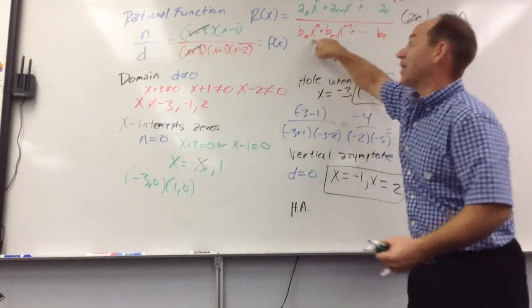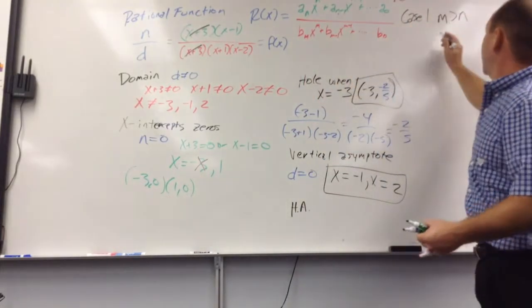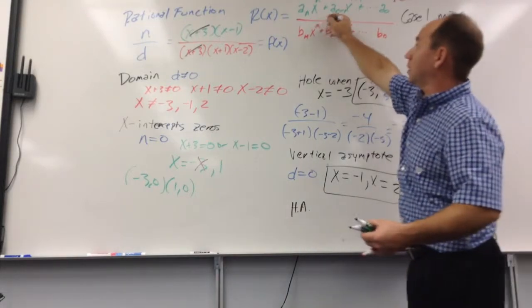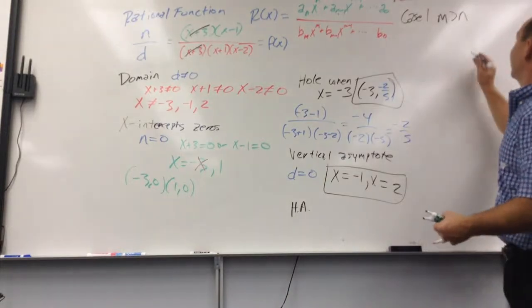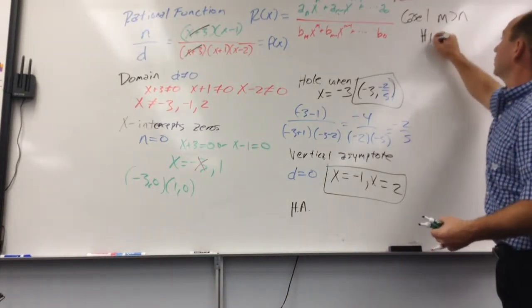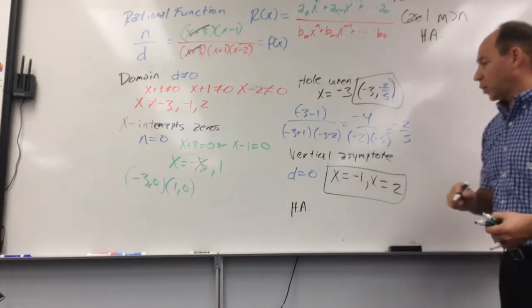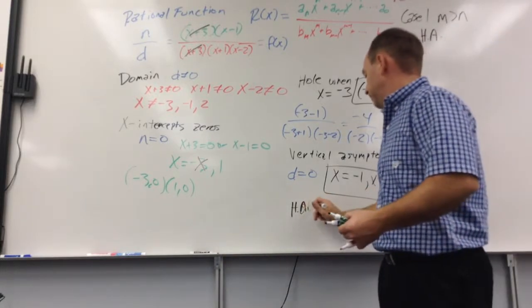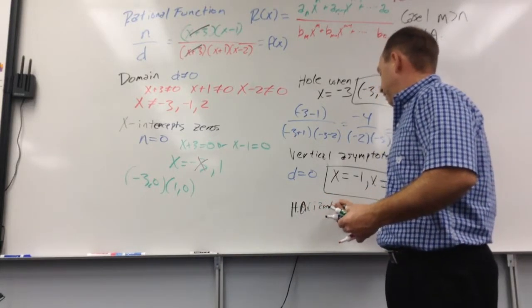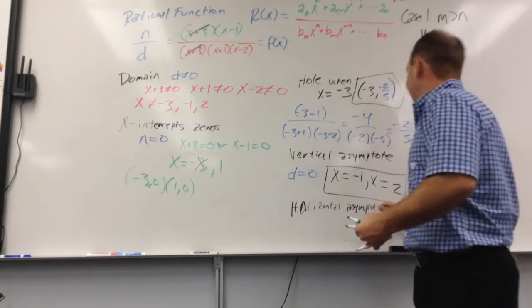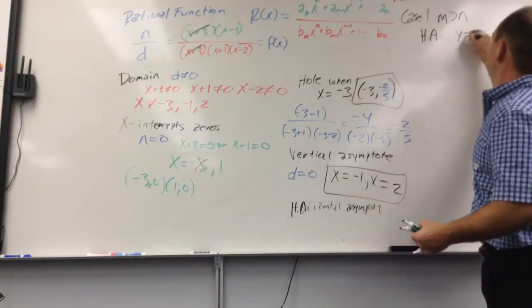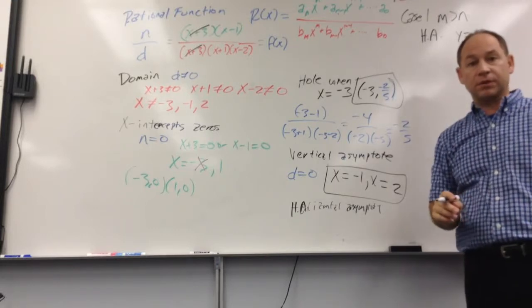So in case 1, if the degree here, m, is more than the degree up there, then I have a horizontal asymptote. We'll call it HA for horizontal asymptote. We have that right at 0, when y equals 0.